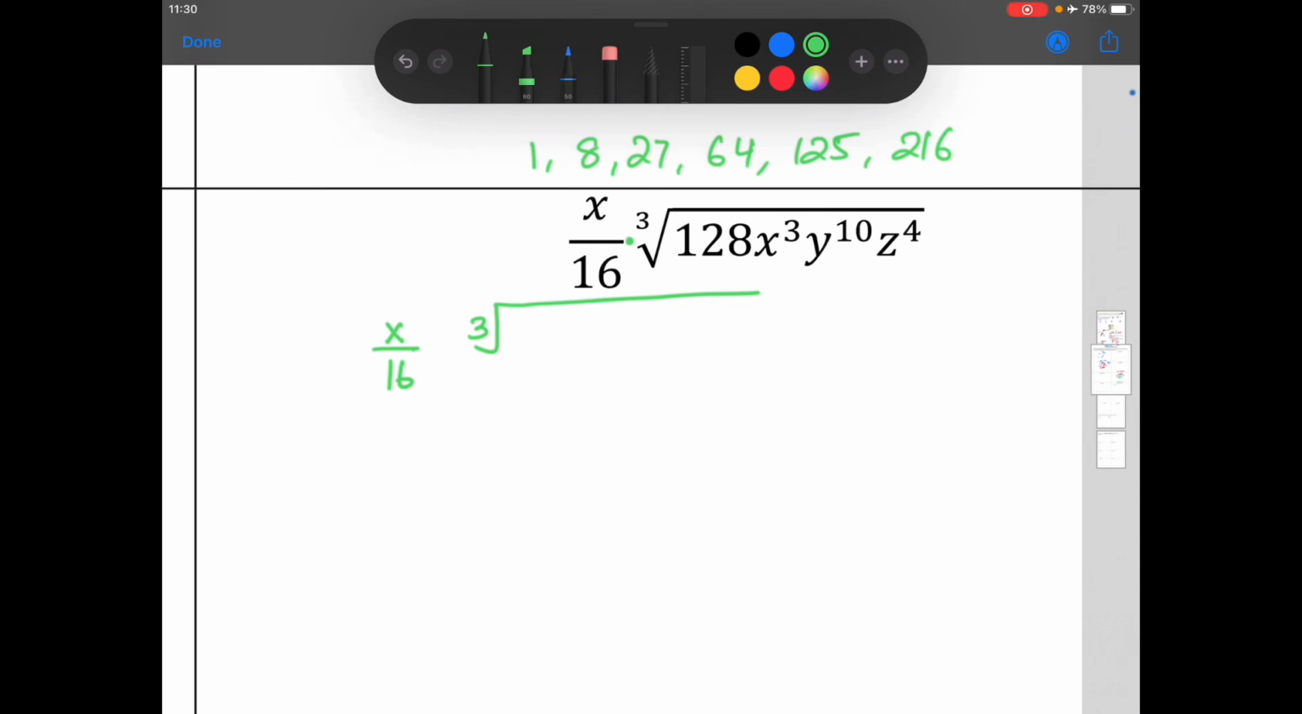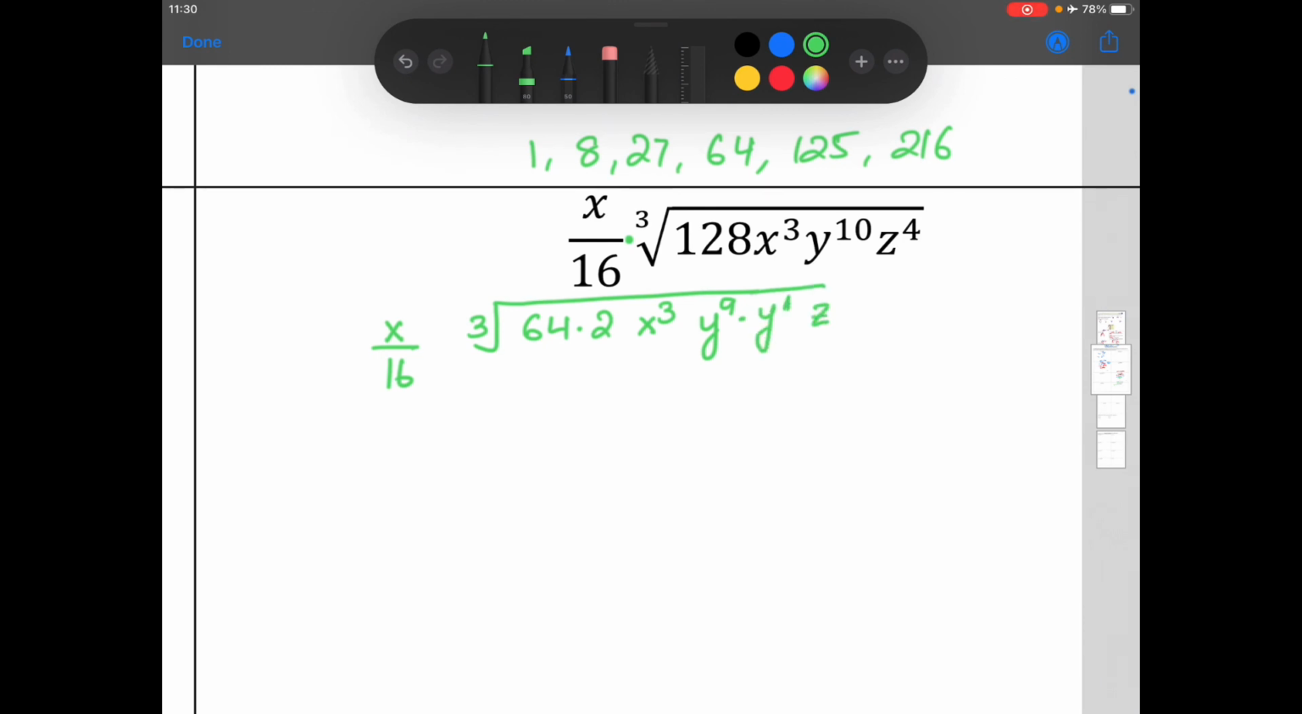So 128 did not make my list. We did that with 128 before also. So it'll be what? 64 times 2, right? Again, whenever you look at the variables, your exponent should be a multiple of 3, right? So x cubed would not need to be broken down because 3 goes into itself. Y to the 10th, 3 does not go into 10, so it'll be what? Y to the 9th times y to the first. And z to the 4th would be what? Z cubed times, we have 1 z left, or z to the first power.